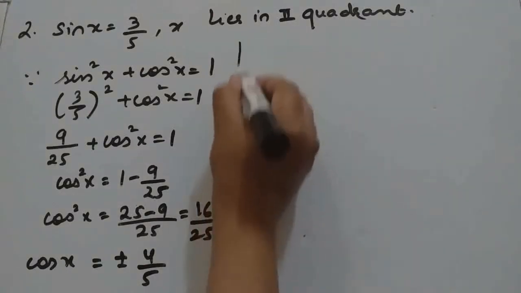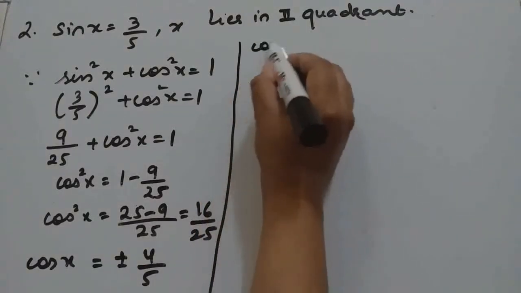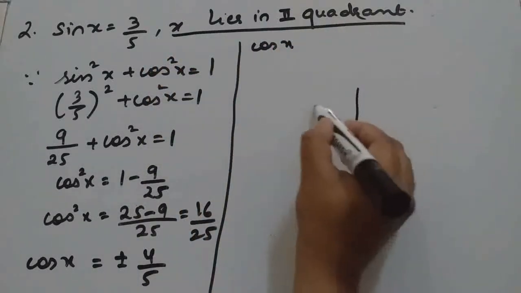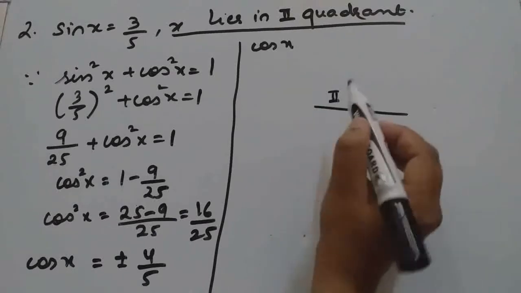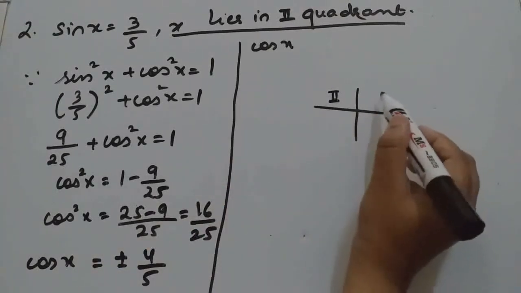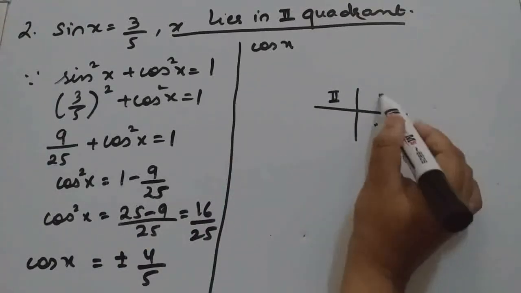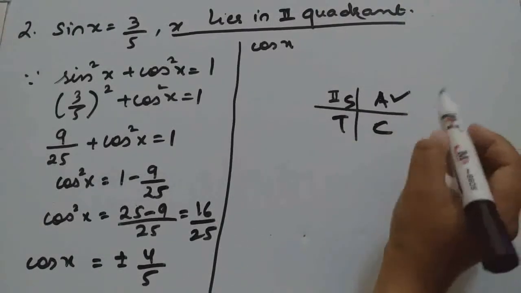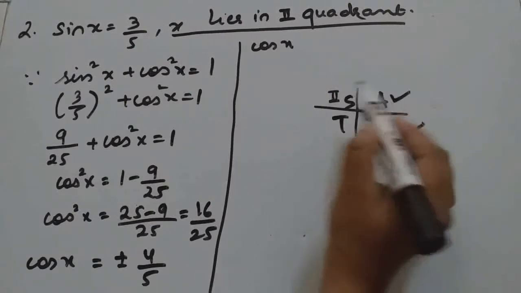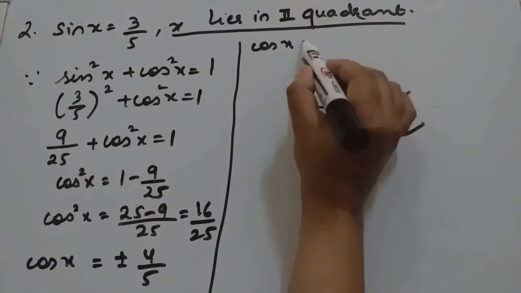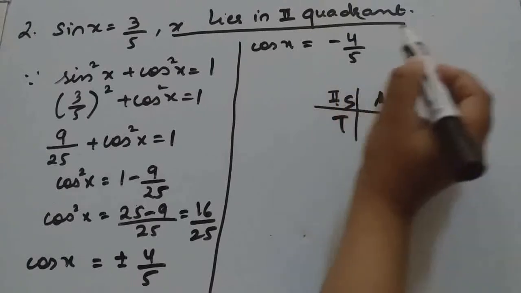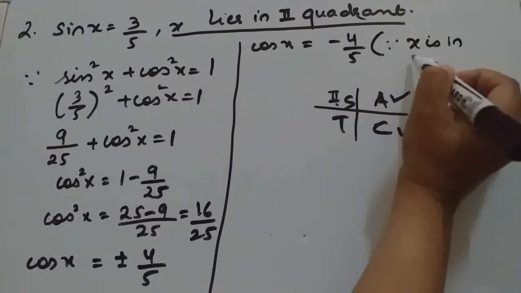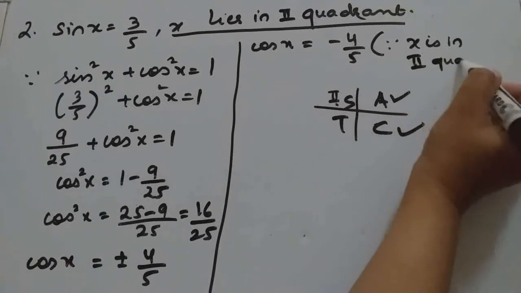Now again here also we will take one value of cos, so we have to check the condition on x. X lies in the second quadrant here, okay? But we know cos x is positive in the first and fourth quadrants, isn't it? Add sugar to coffee: all positive in the first, cos positive in the fourth quadrant. So if it is in the second quadrant, cos x must be negative. So here we will write the reason: since x is in the second quadrant.